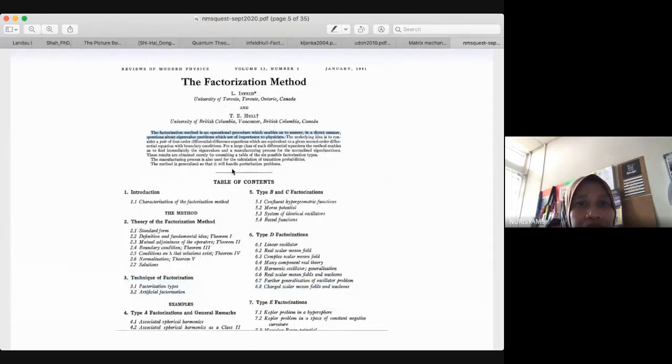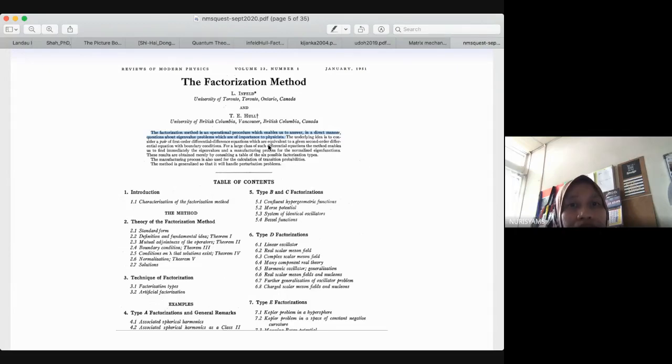For the factorization method, if we want to take the correct definition, it is an operational procedure which enables us to answer in a direct manner questions about eigenvalue problems, which are of importance to physics. So in general, we are going to deal with eigenvalue equations.